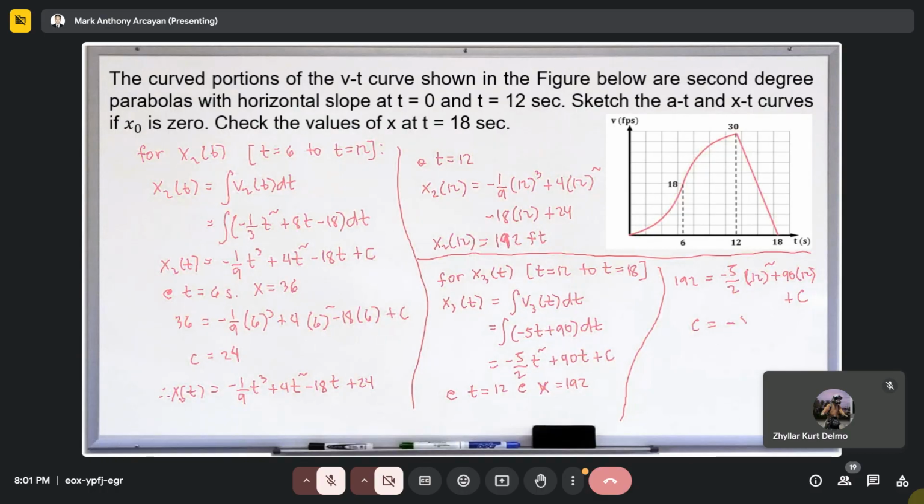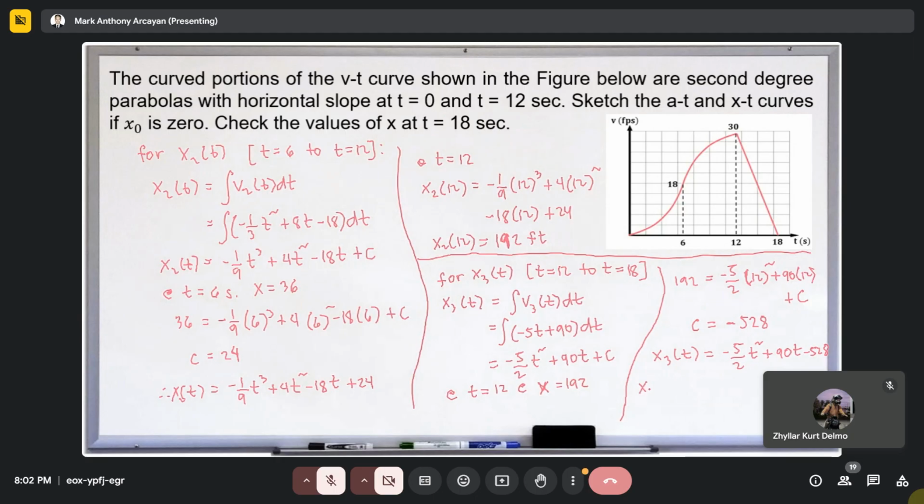We have negative 5/8. Therefore, our third displacement is of the form x₃(t) = -(5/2)t² + 90t - 5/8. Expect that this is a parabola that opens downward because the sign of t², which is the leading term, is negative. Now, we will evaluate this at t equals 18.